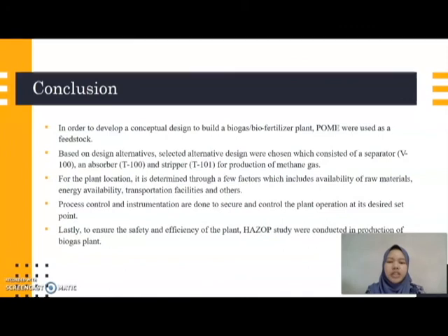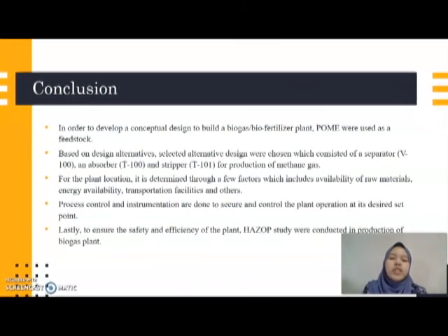The plant location is determined through a few factors, which include availability of raw materials, energy, transportation facilities, and more. The economic potential was done in 2 phases, where economic potential 1 was done for the pump, water, biogas, and also the fertilizer. Economic potential phase 2 was mainly for the utilities involved, such as the heater component.